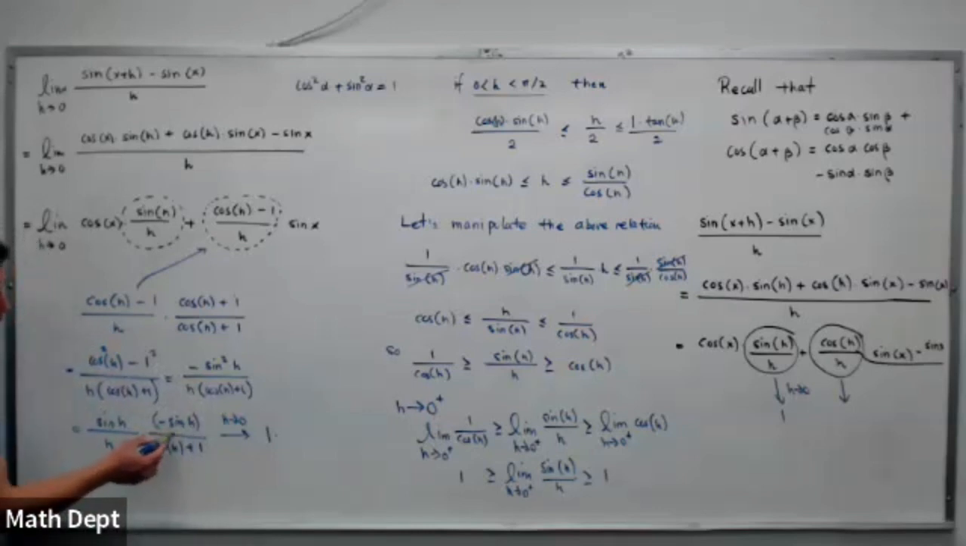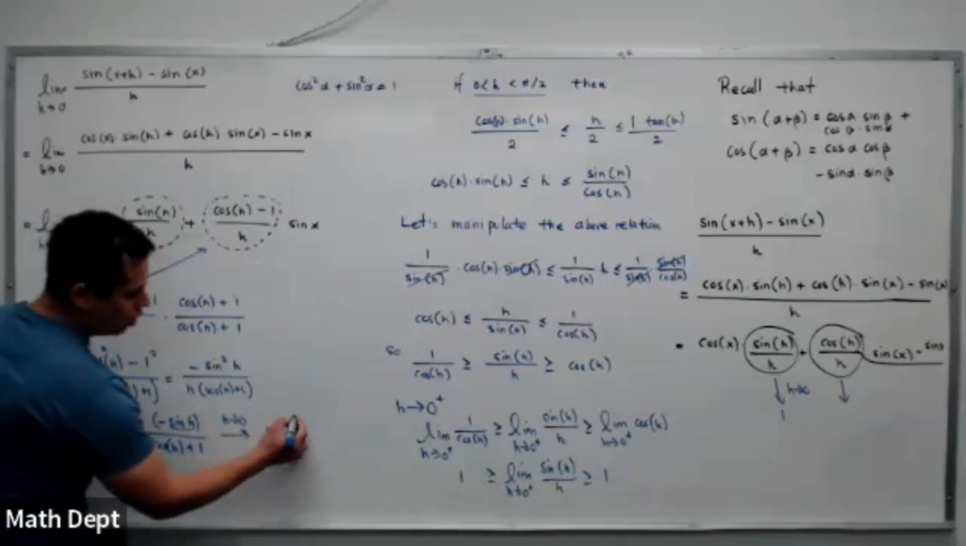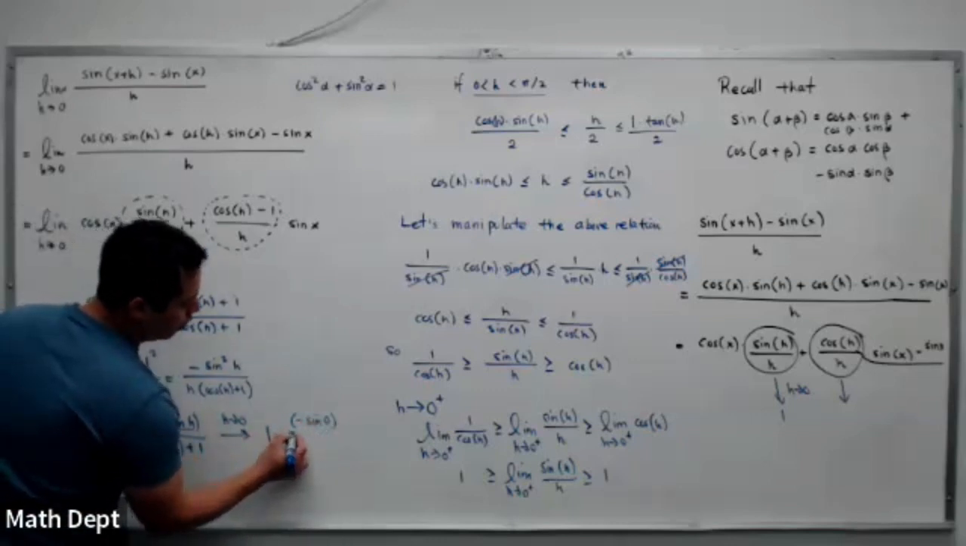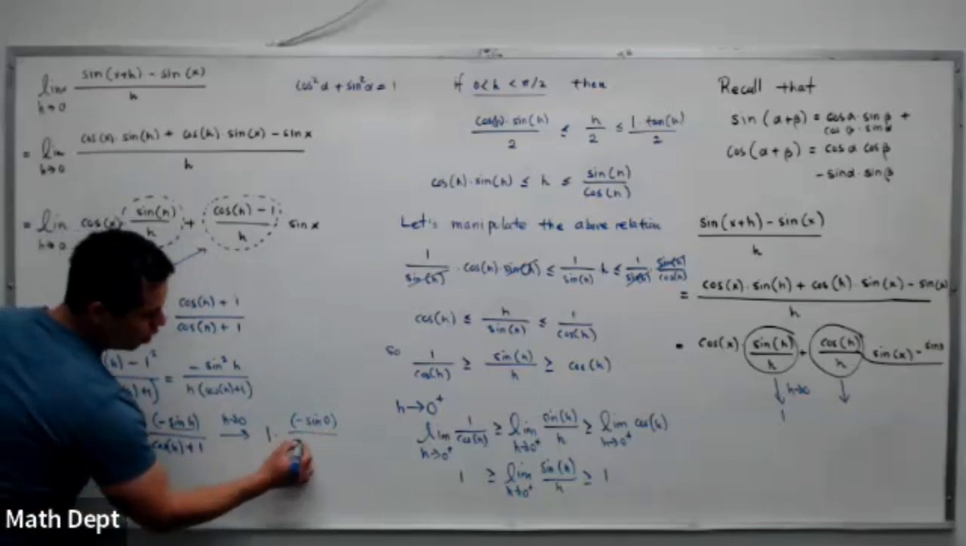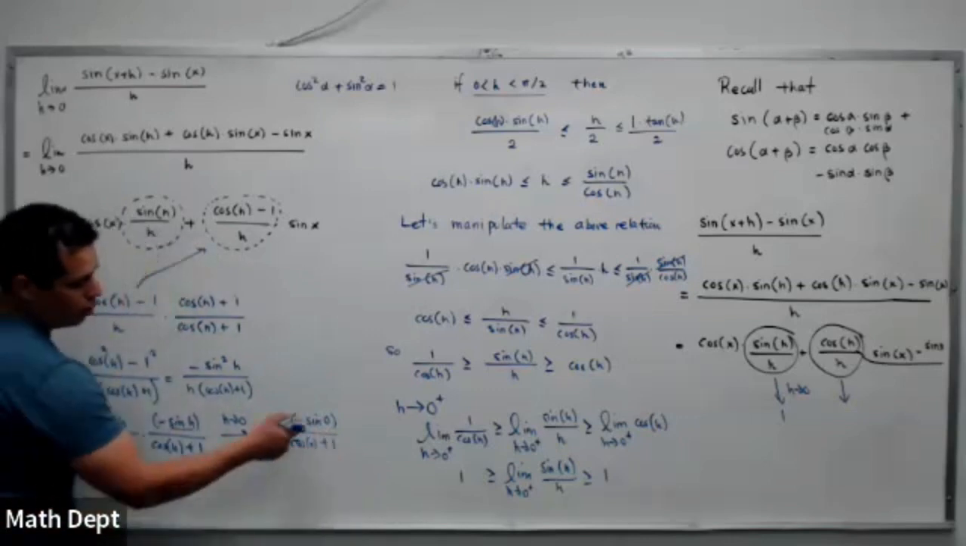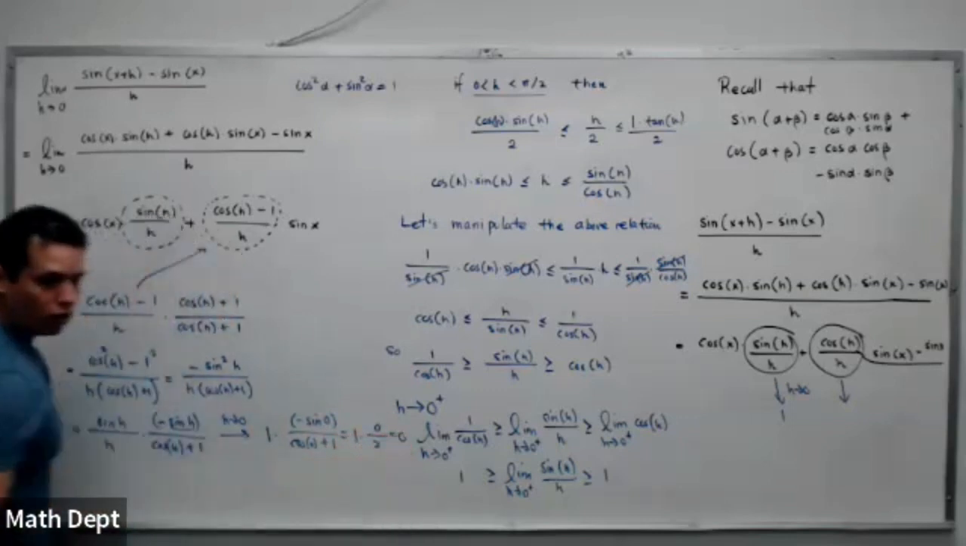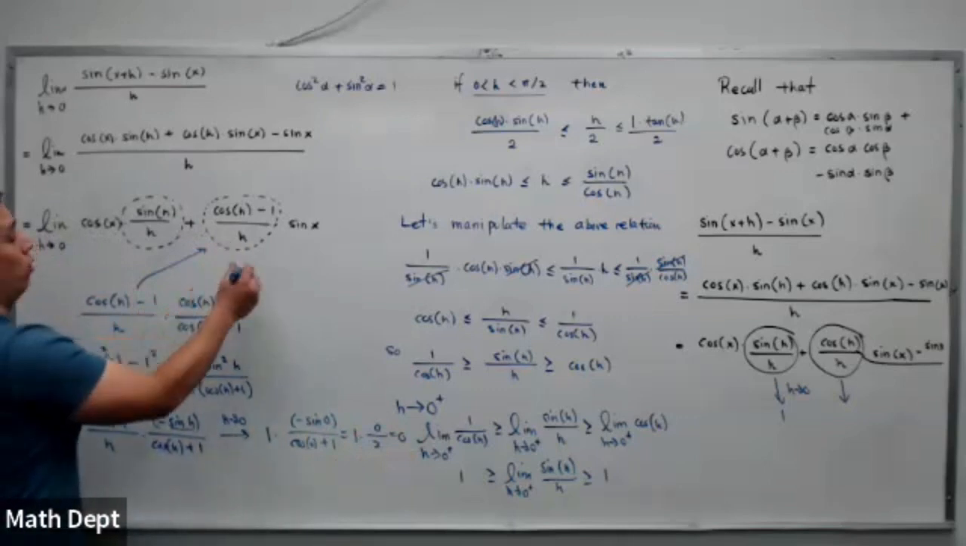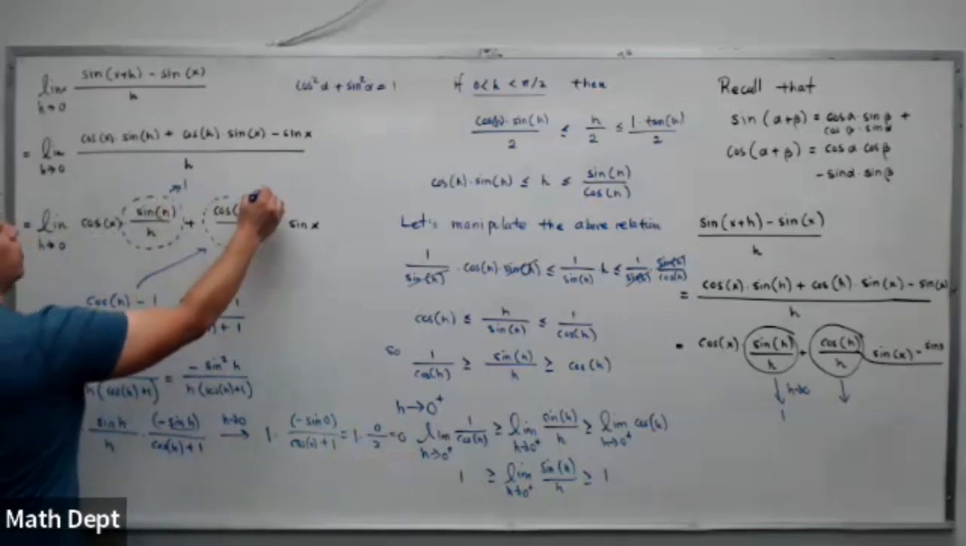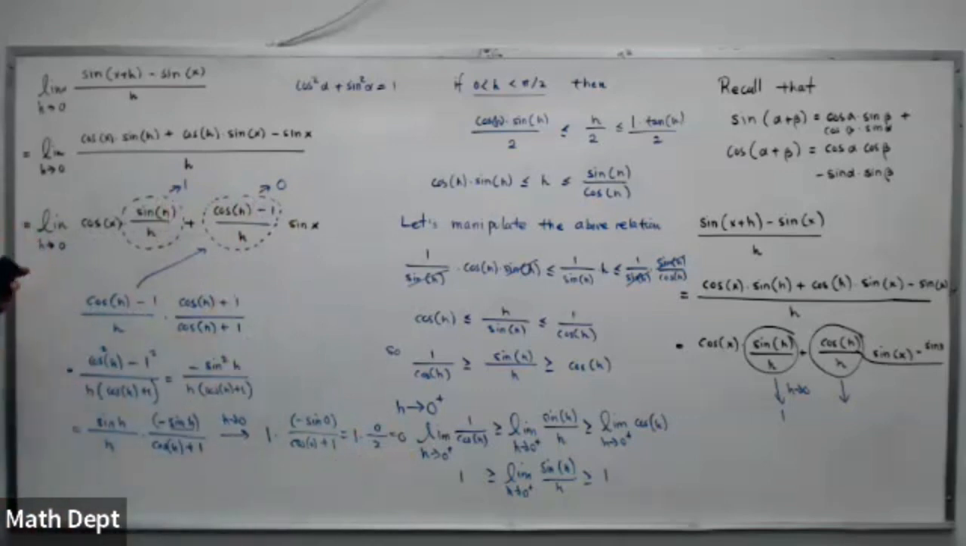Okay, so from here, look at this expression that we have here. Being continuous, it tends to negative sine of 0 over cosine of 0 plus 1. But this is nothing else but negative 0 over 2, which is just 0. So it goes to 0. This one goes to 1. This one goes to 0. But we look at the expression, as we just broke it down. We know from these calculations that it goes to 0.